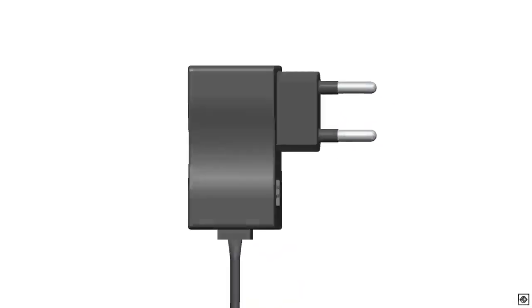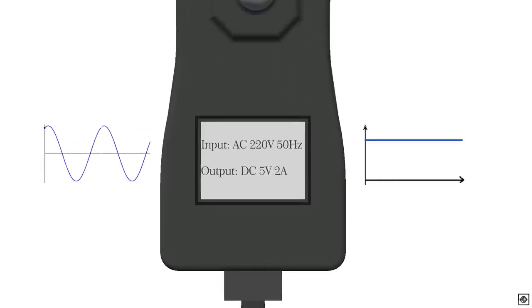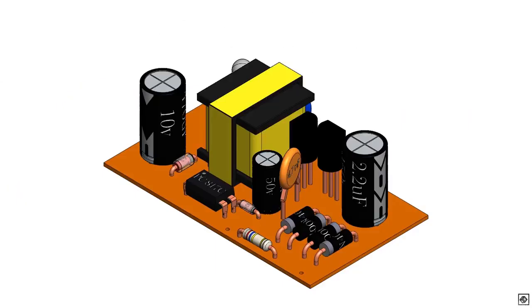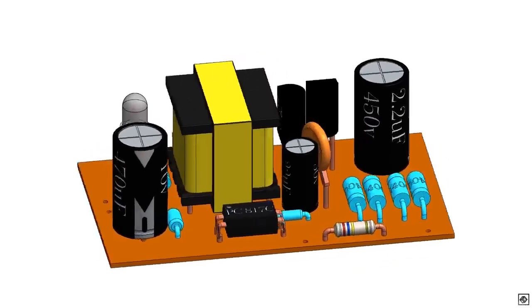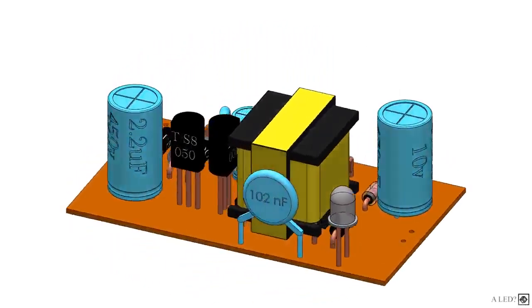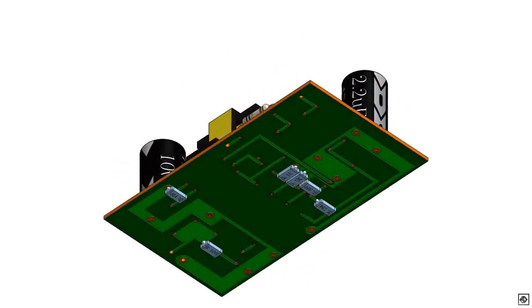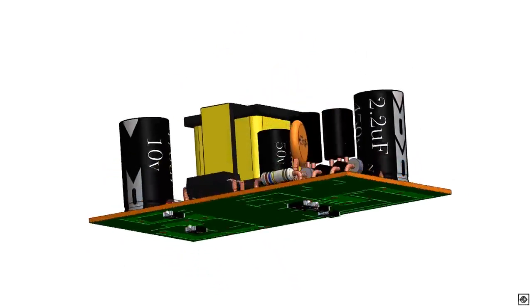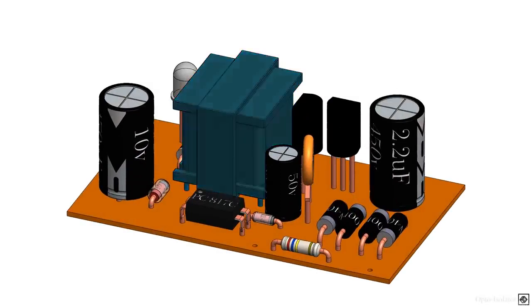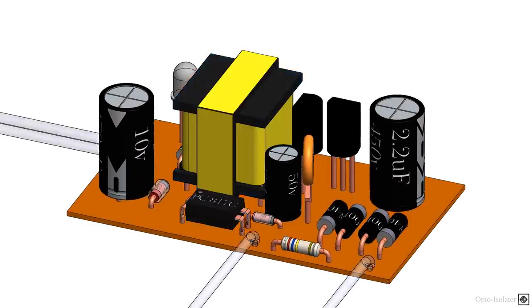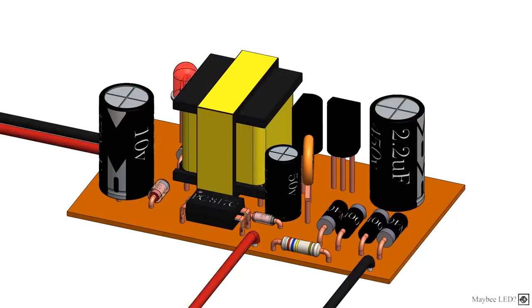This is a normal charger that converts 220 volts AC to 5 volts DC. Let's see what's inside. Now we can see all the electronic components used in it. There are diodes, capacitors, transistors, and resistors. Also, there are resistors below the PCB. This is a transformer, and this is an optocoupler. Once power is supplied, it turns on. To understand it better, let's rearrange the circuit.